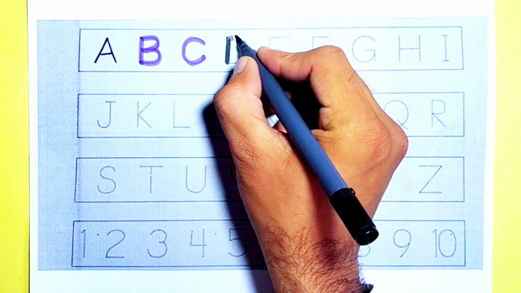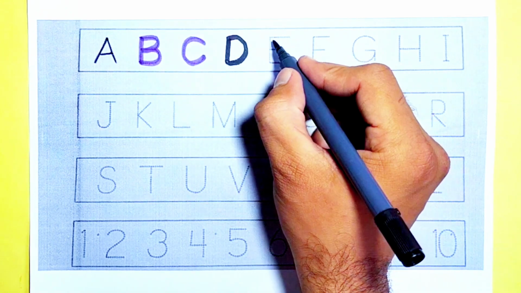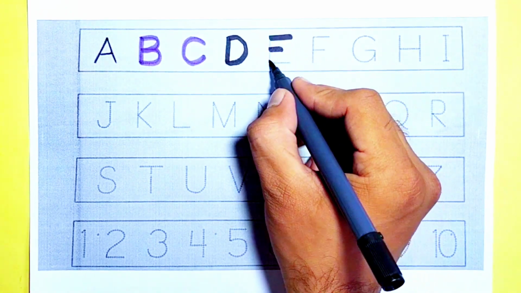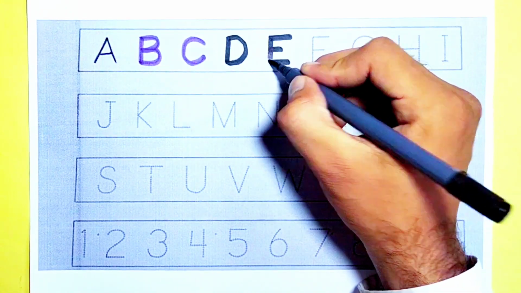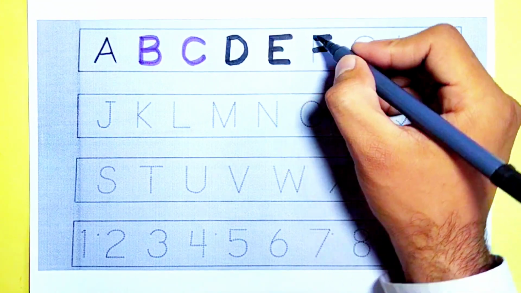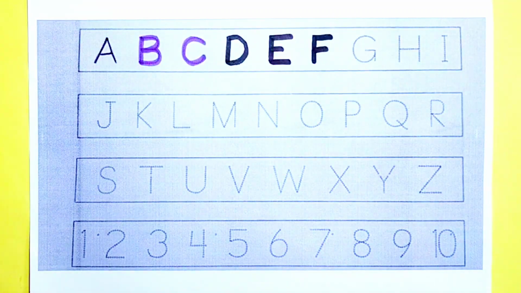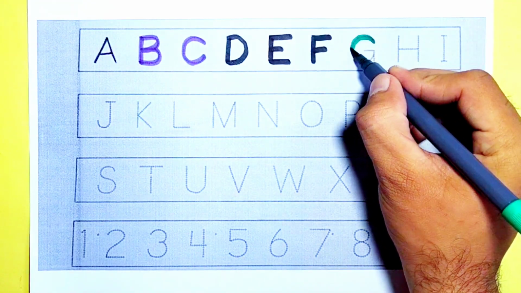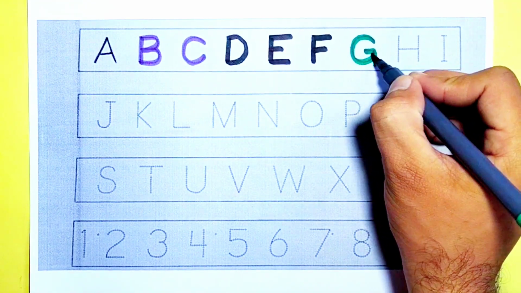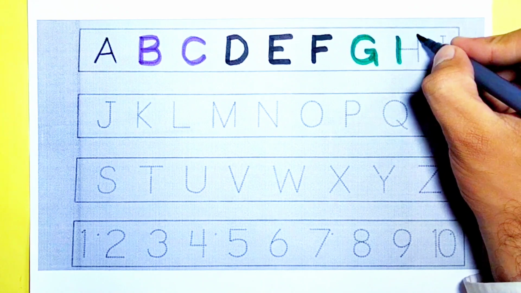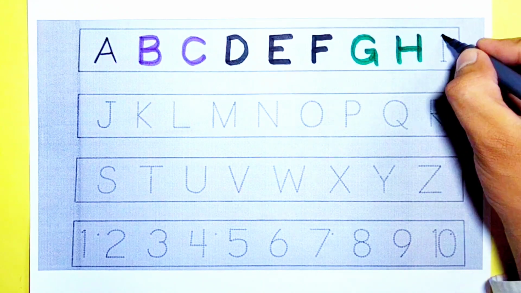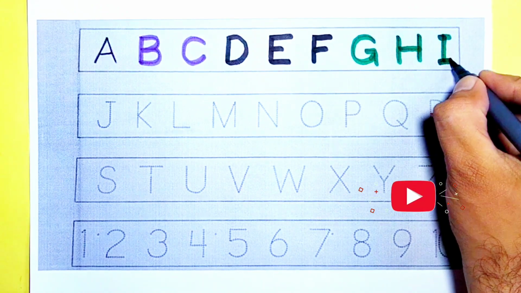D for doll, E for elephant, F for fish. Dark green color. G for grapes, H for hen, I for ink.